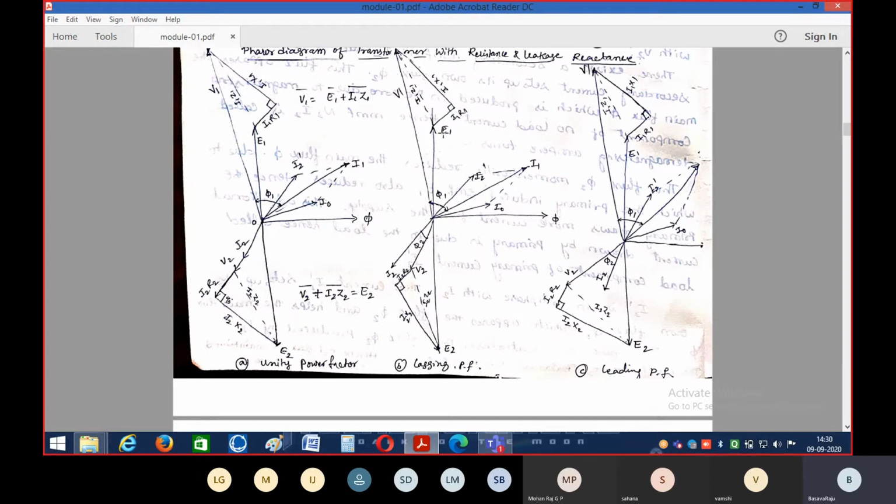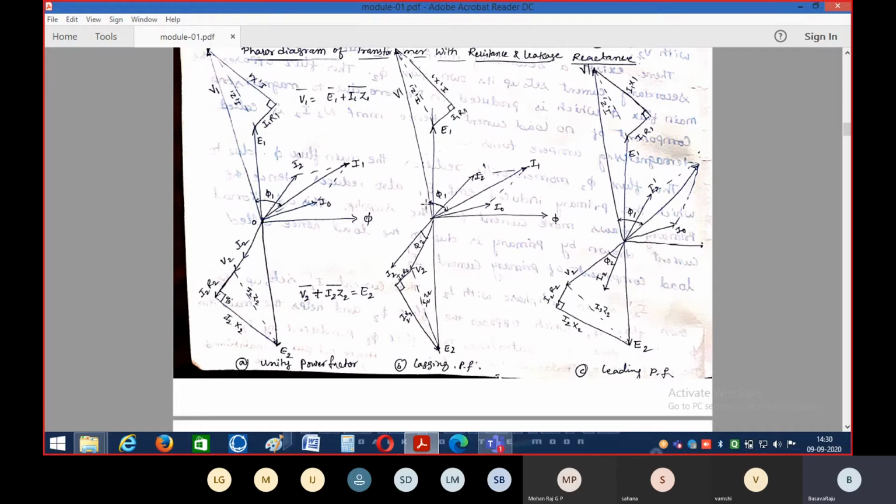Now if you add minus E1 plus this I1 Z1 drop, then the resulting phase which we get is V1. So this V1 is the total primary input voltage which we have given. The angle between V1 and I1 is called phi 1. So this is the V1 phase, this is the I1 phase.